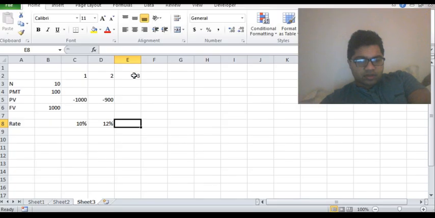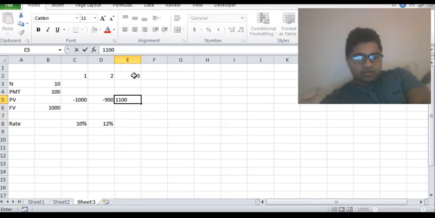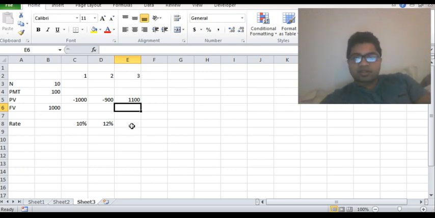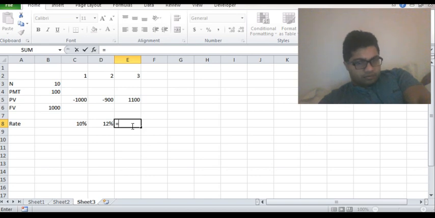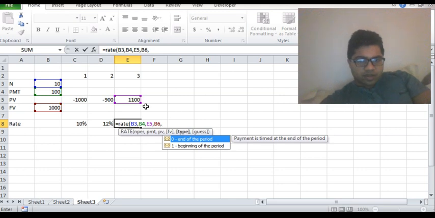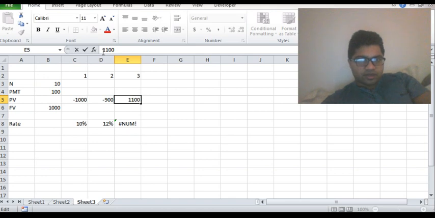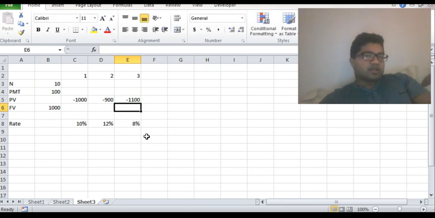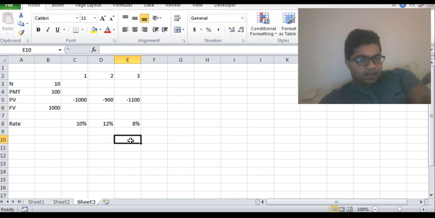In the third case, you're buying the bond for 110, that is 1100. Please don't forget to scale it. Future value is in terms of 1000, so everything is in terms of 1000, though it is expressed as 90 and 110. So rate, N per is 10, PMT is 100, PV is 1100, I'll change the sign. Future value is 1000 and type 0, but I have to change the sign for it to calculate. So 8%.